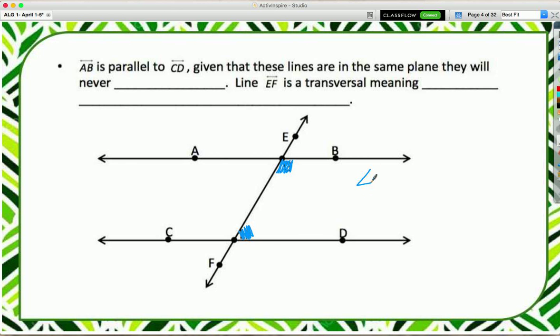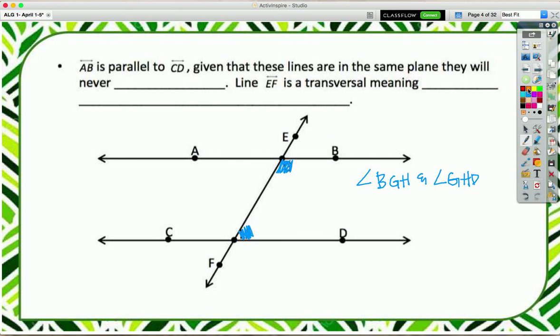So angle, not EGB, that would be this one right here, I'm sorry. That's BGH. Angle BGH and GHD. Those are both on the inside, both inside of the parallel lines. And they're on the same side of the transversal. So are those congruent to each other? No, those are the ones that are supplementary. They add up.